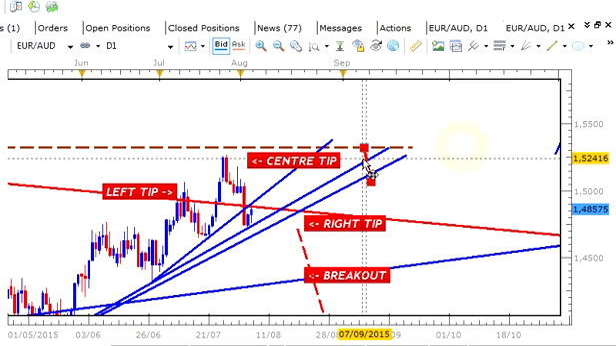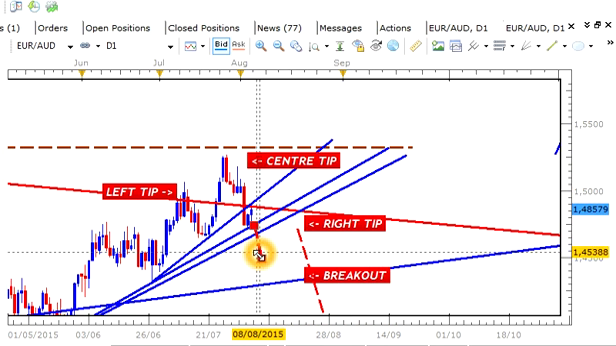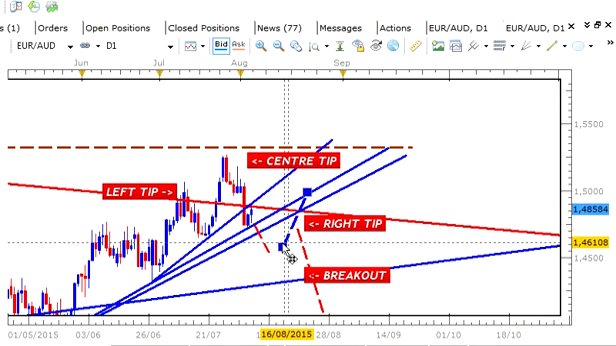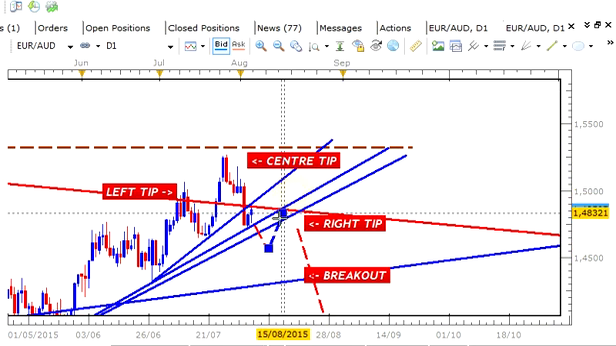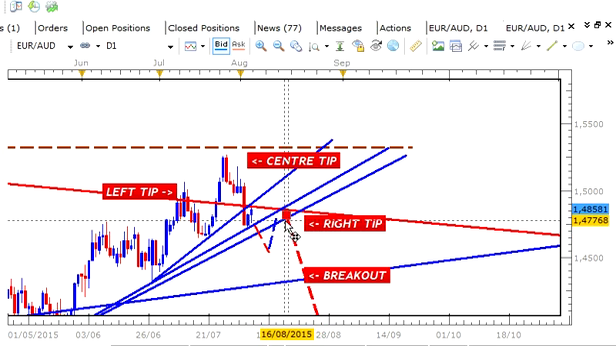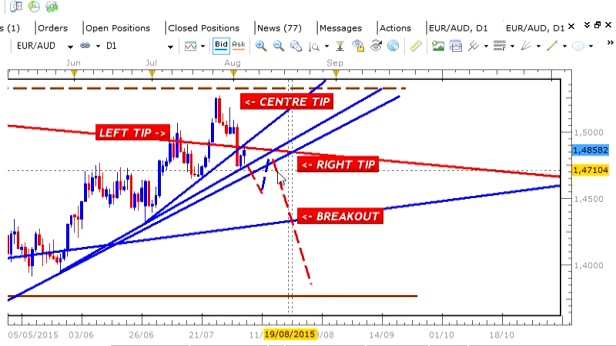So what we could have taking place is one of two ways in which this could play out. The market could break below this uptrend line and then pull back to test the broken trend line, either this one or this one, and then U-turn to form the right tip and then break out towards the support boundary.